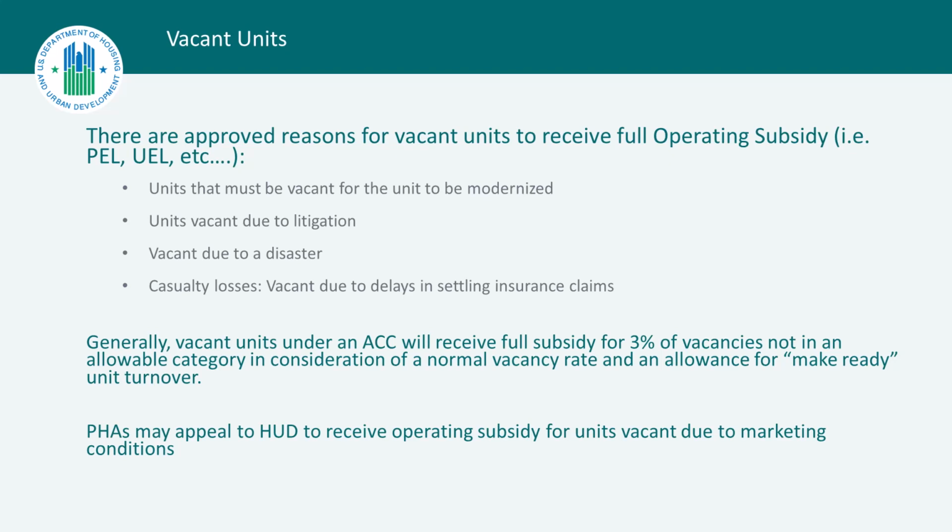If a unit is vacant due to changing market conditions, PHAs have the option of appealing to HUD to have the unit be deemed eligible for full operating subsidy. However, appeal requirements are stricter than unit status requirements and difficult to qualify for.